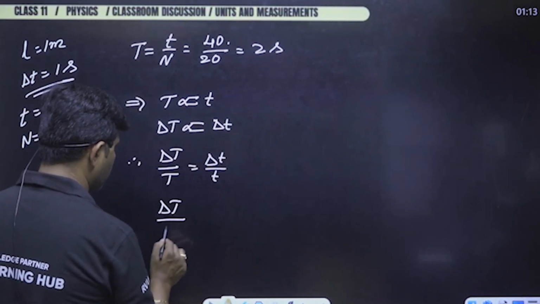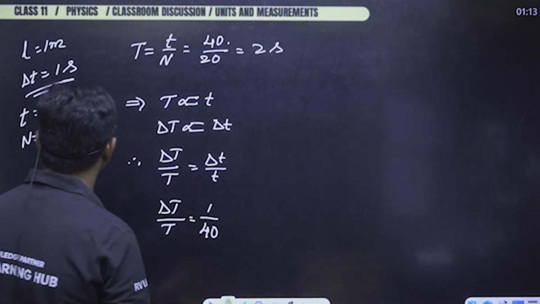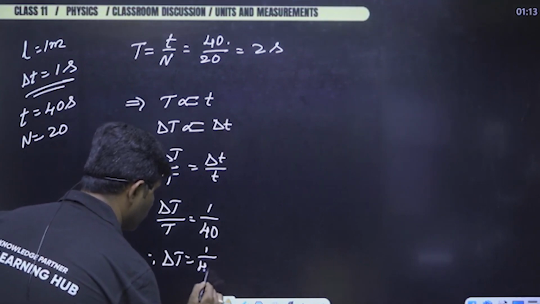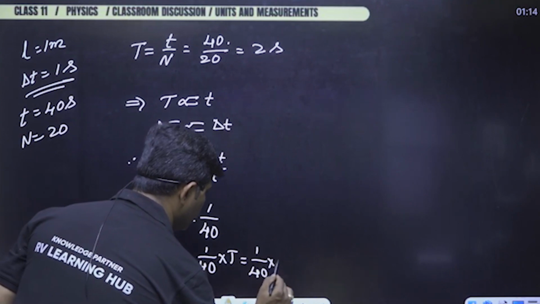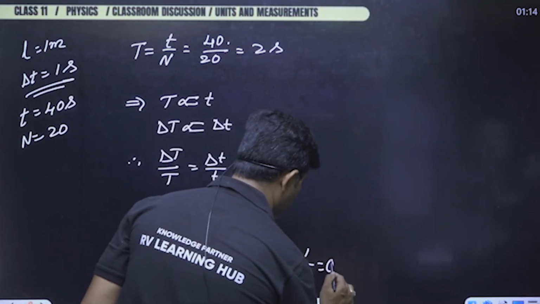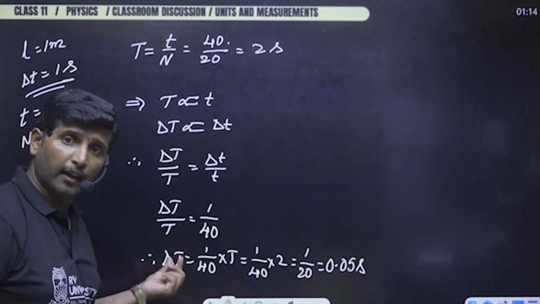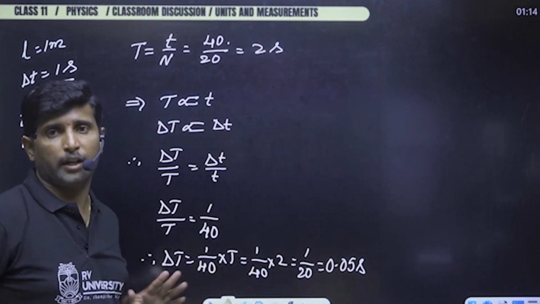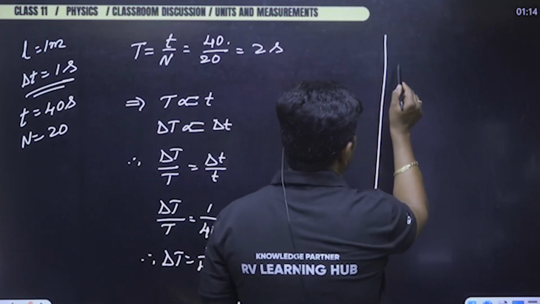So delta T by capital T becomes equal to 1 divided by total time, which is 40. Therefore, delta T becomes equal to 1 by 40 into time period. That is 1 by 40 into 2. You'll get 1 by 20, which indicates 0.05 second. That means the error in the measurement of time period will be equal to 0.05 seconds. Is it right, ma?